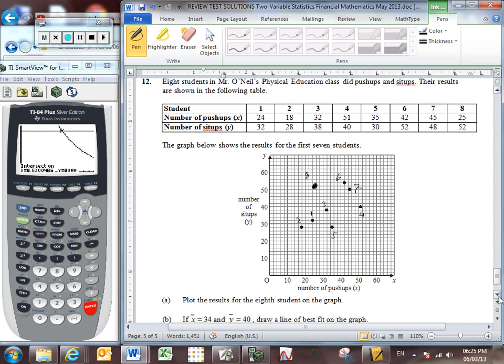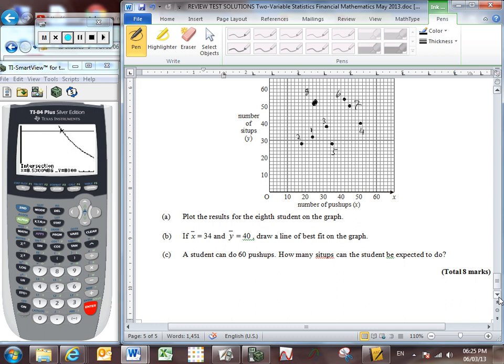Part B. It gives us the 34 and 40 as the means of the x and the y. And so let's draw the mean point on the graph. 34 and 40 is right here. So I'm going to label that M with coordinates 34 and 40. And my line of best fit has got to go through that mean point.